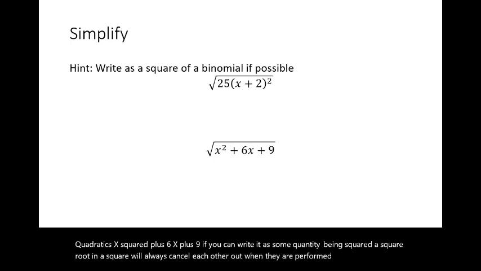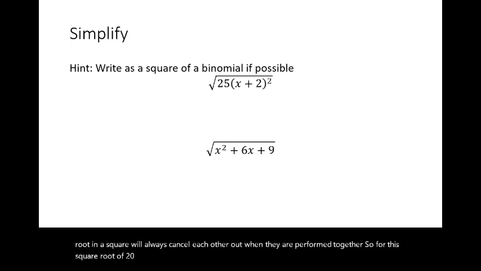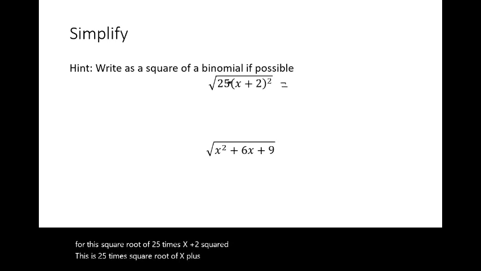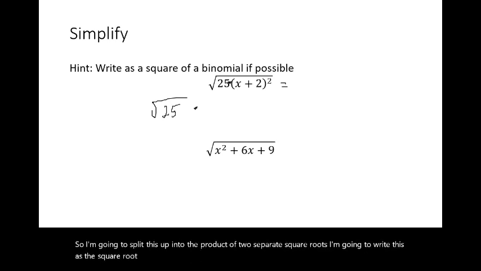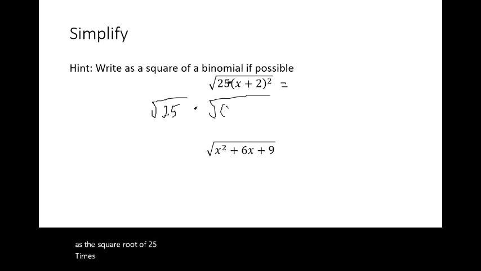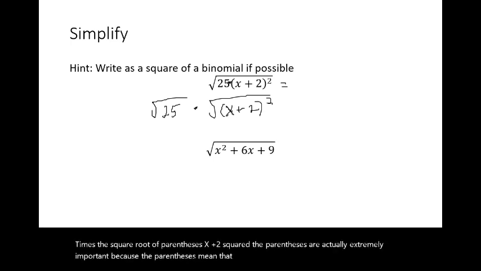So for this square root of 25 times (x plus 2) squared, this is 25 times the square root of (x plus 2) squared. So I'm going to split this up into the product of two separate square roots. I'm going to write this as the square root of 25 times the square root of parentheses x plus 2 squared. The parentheses are actually extremely important because the parentheses mean that everything inside the parentheses, the x and the plus 2, are both being squared.